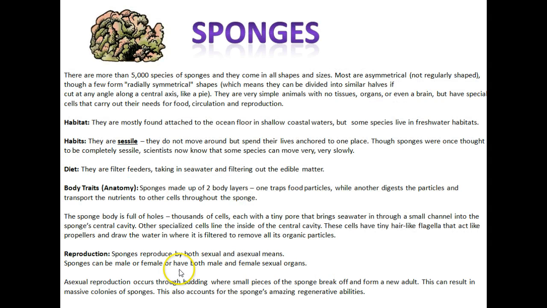Asexual reproduction occurs through the budding, where I showed you the small little piece of the sponge that breaks off and forms a new adult, and that is why sponge colonies can be so humongous. And they are also amazing because they have regenerative abilities. Like if you cut a piece off, it'll grow a new piece.